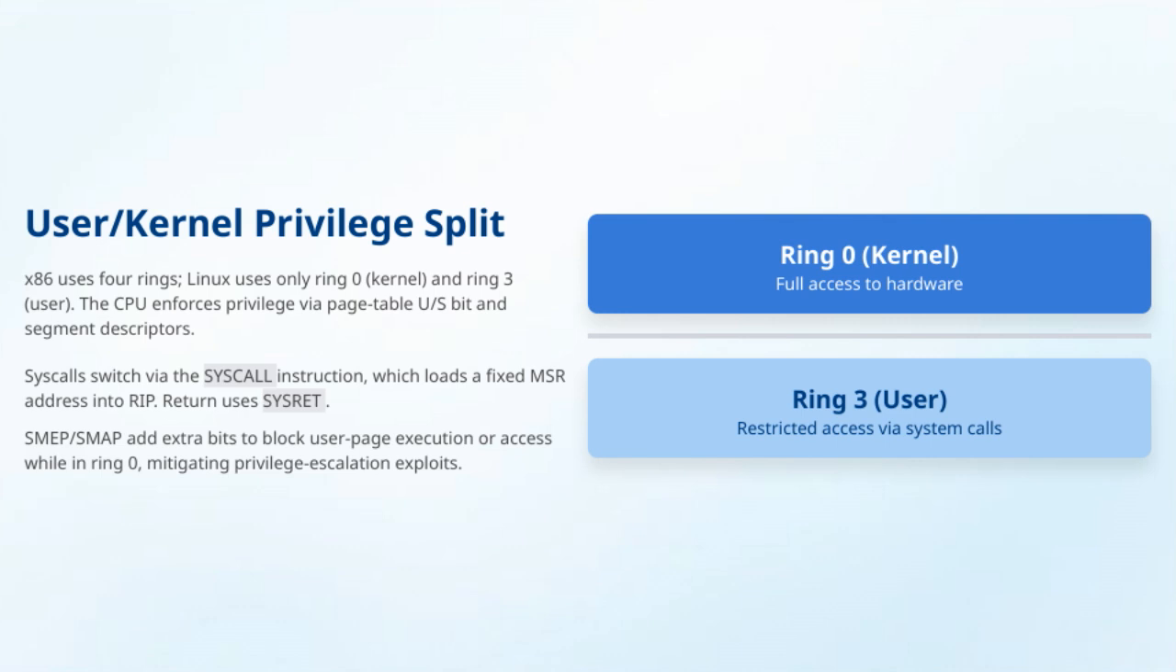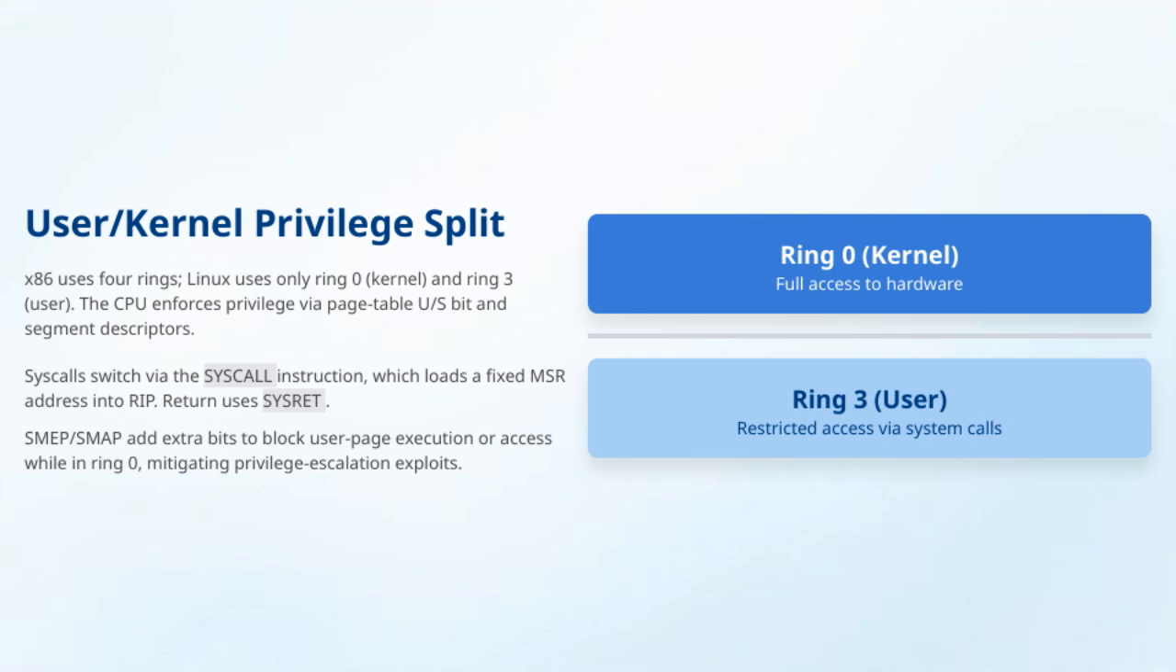To enhance security, modern features like SMEP and SMAP add extra bits to prevent user mode pages from executing or being accessed while in kernel mode. This helps mitigate privilege escalation exploits, making it harder for malicious code to break out of its intended boundaries. System calls, which are the gateway for user programs to request kernel services, switch modes via the SYSCALL instruction.